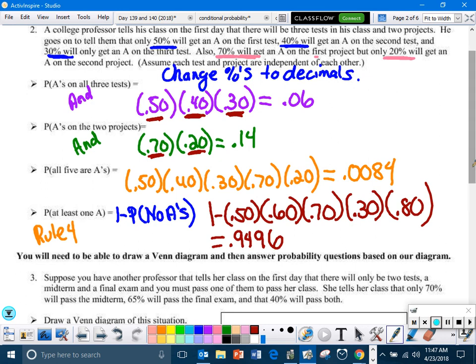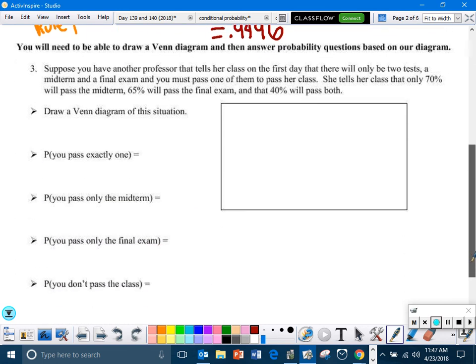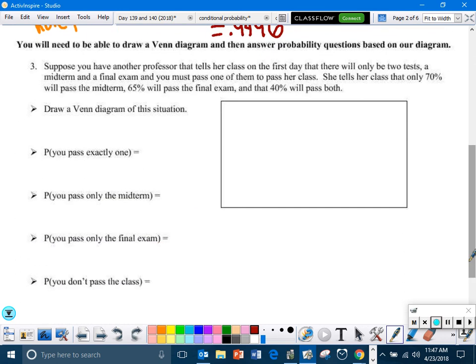Okay, let's move on. Number 3, create a Venn diagram. So suppose you have another professor that tells her class on the first day that there will only be 2 tests, a midterm and a final exam. There are some professors that do that. You got 2 tests, 2 shots at passing the class. And you must pass one of them to pass her class.